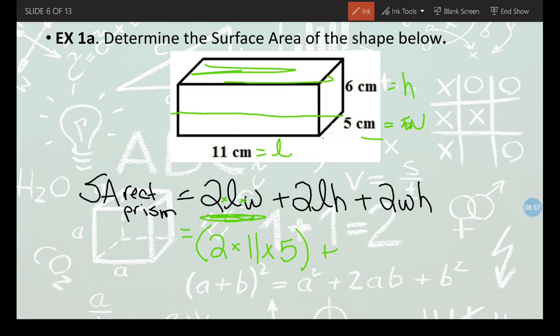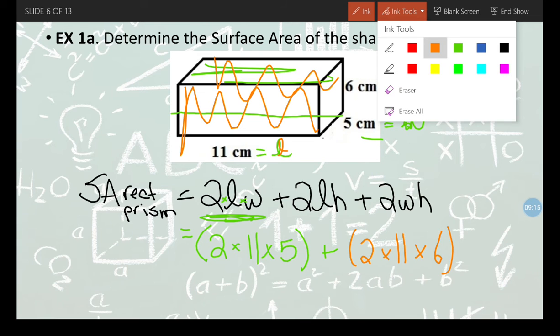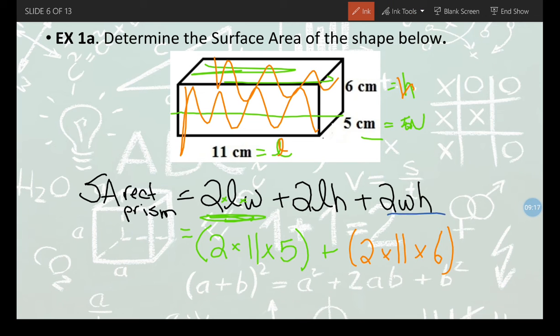2 length height. Now length and height are going to be giving me this front side and the back side here. So 2 times the length of 11 times the height of 6. I just substitute those numbers into the formula. Plus, the last part of the formula is width height. And so width and height are giving me these outside left and right rectangles on here. So plus 2 times the width of 5 times the height of 6.